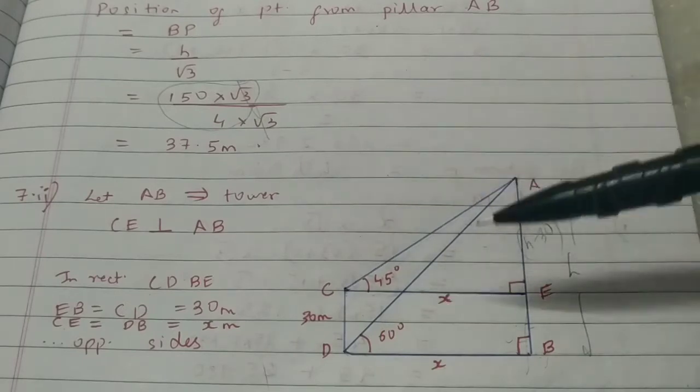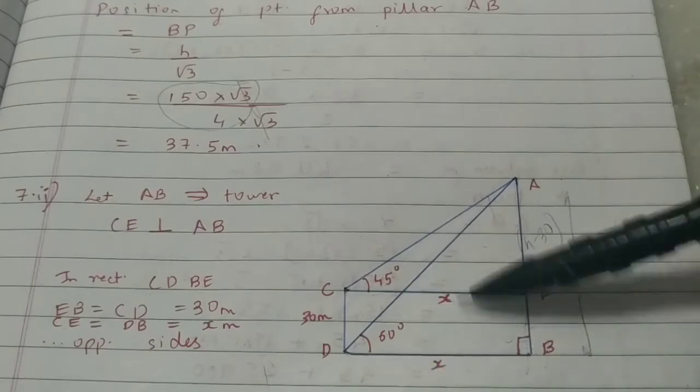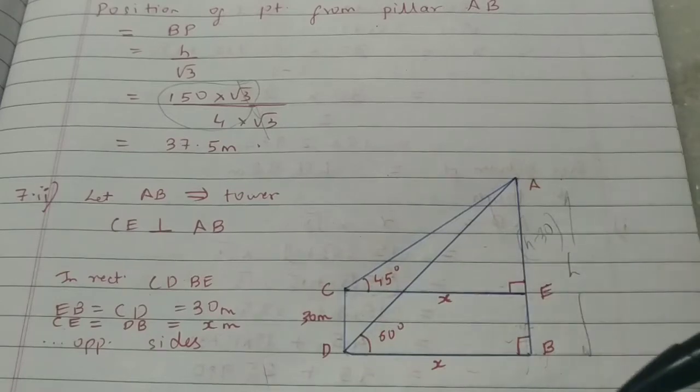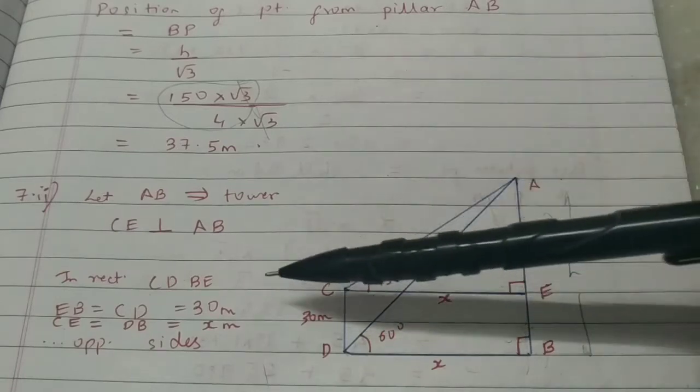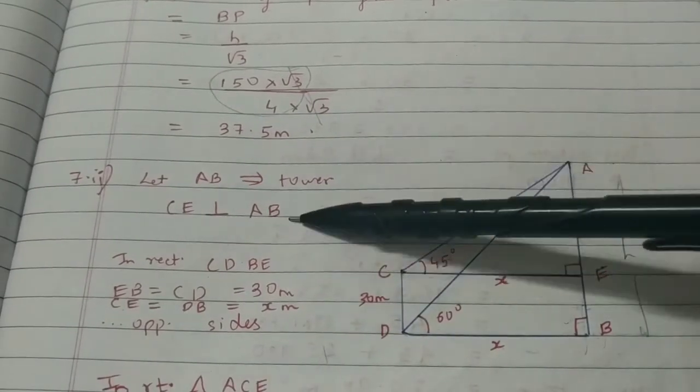Now here, I'm going to assume CE or DB as X. That is the distance of the observation point from the tower. I'm going to find that first. And you have to write all the assumptions here. Also, CE is your construction, so mention that.